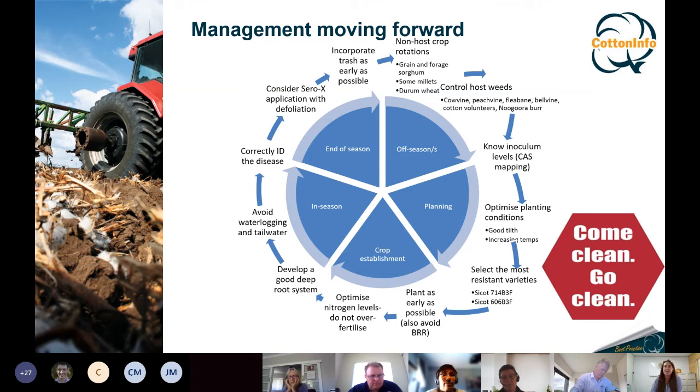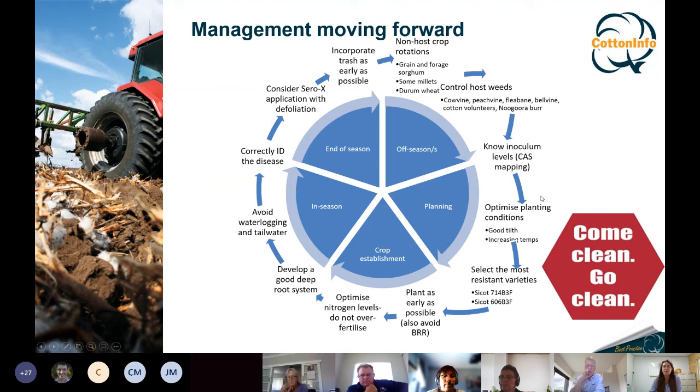Control host weeds. Some of the other ones mentioned today: cow vine, peat vine, fleabane, bell vine, Mugura burr, and of course, cotton volunteers. Know your inoculum levels, which could be getting in touch with Rob if you're concerned and getting that field mapping done through Crown Analytical.